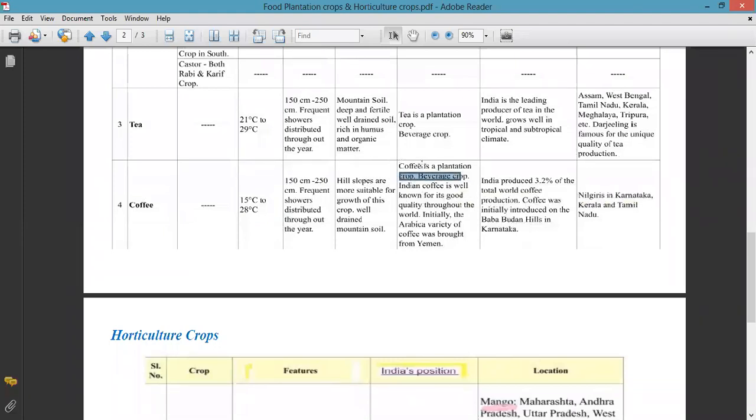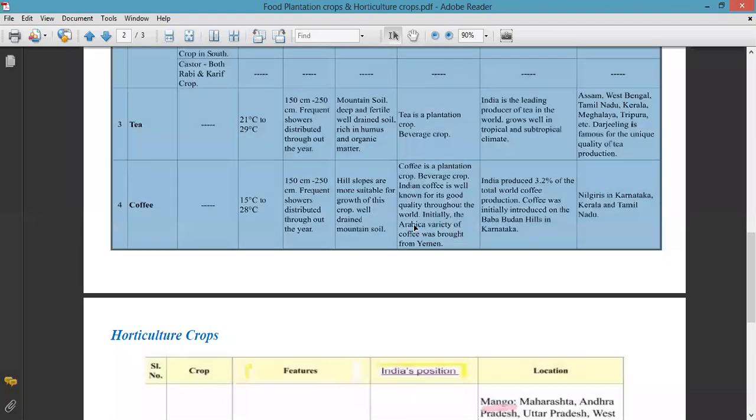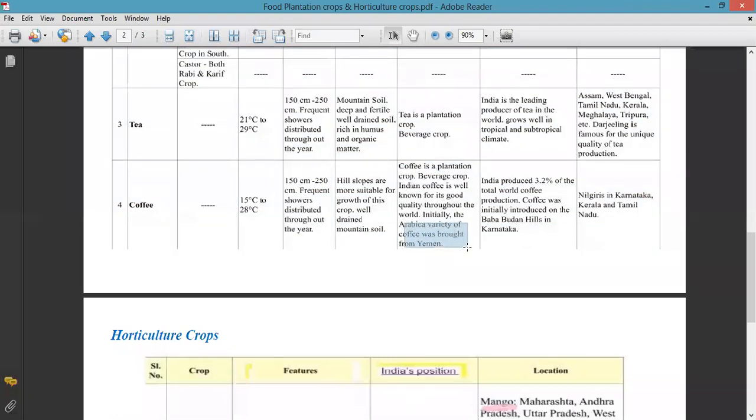Regarding coffee, from an exam point of view, we have one additional piece of information. You have to listen to me carefully. Coffee is a plantation crop, and it's a beverage crop. Indian coffee is well known for its good quality throughout the world. Initially, the Arabica variety of coffee was brought from Yemen. When the British government introduced coffee plantation in India, they came with Arabica variety coffee seeds. Those coffee seeds were planted in India, and this is the type of coffee which is loved by most of the country's citizens even today.